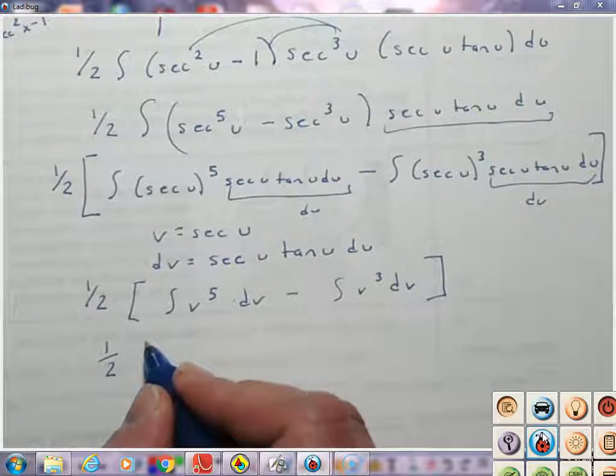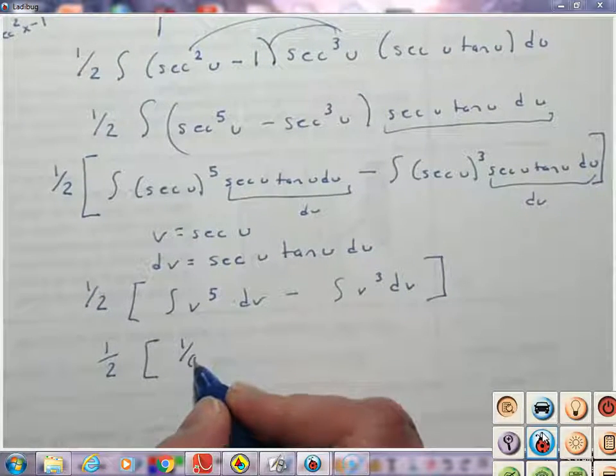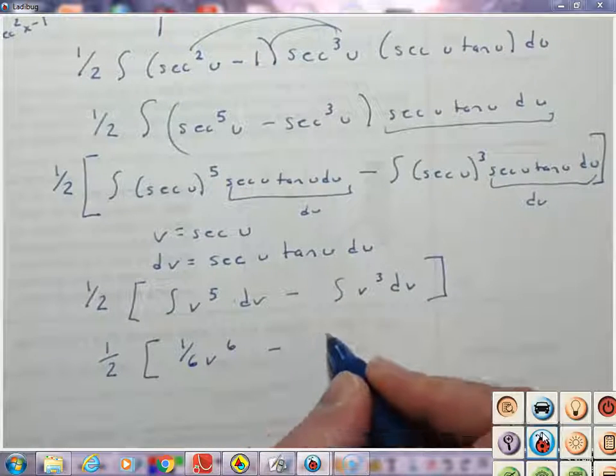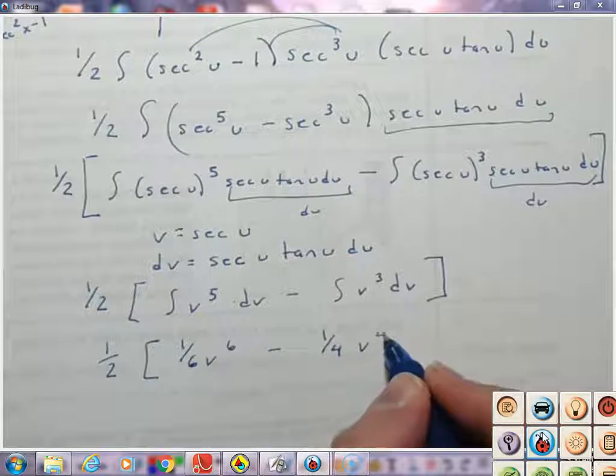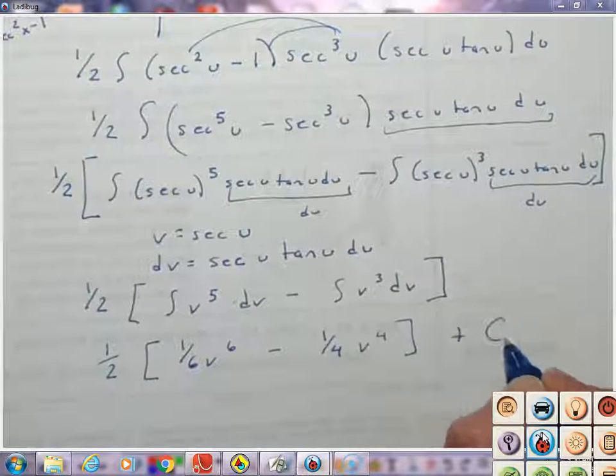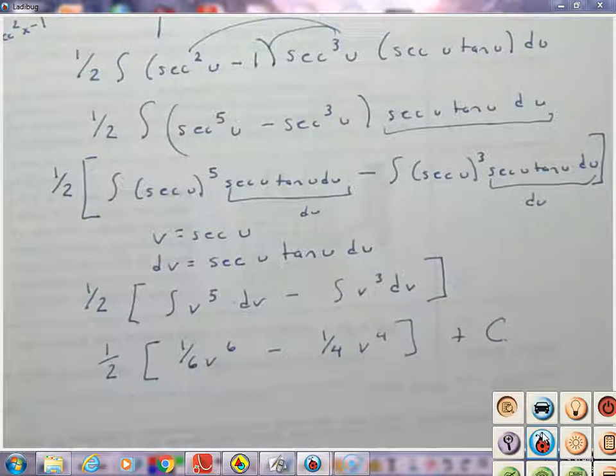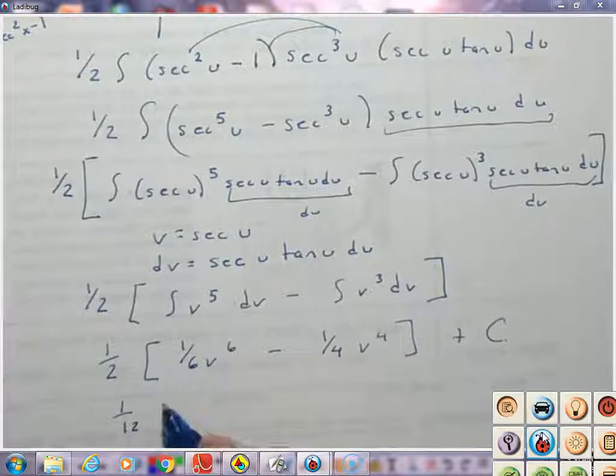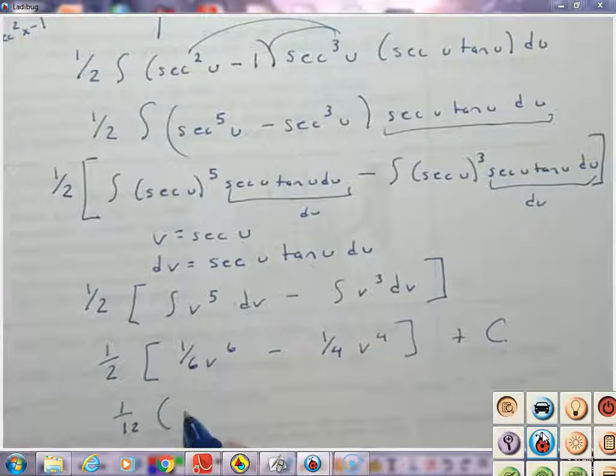So you've got 1/2. This would be 1/6 v to the 6th minus 1/4 v to the 4th. We could. So 1/12, you want to put what v is? Do you want to also put what u is?